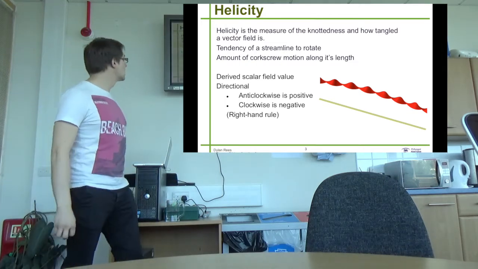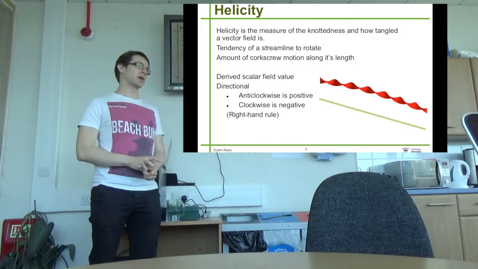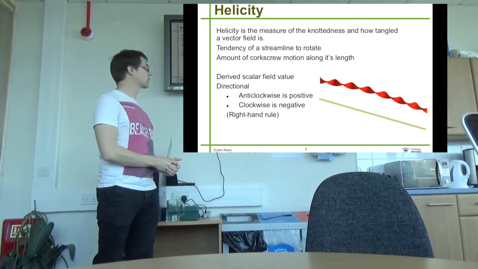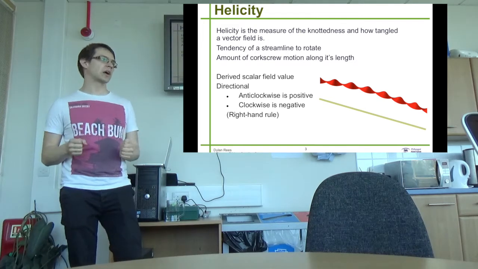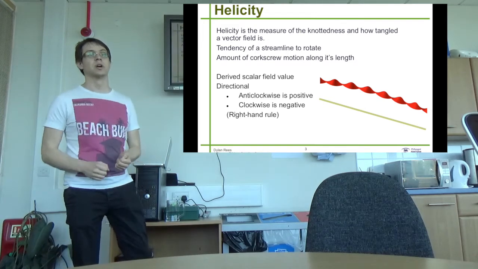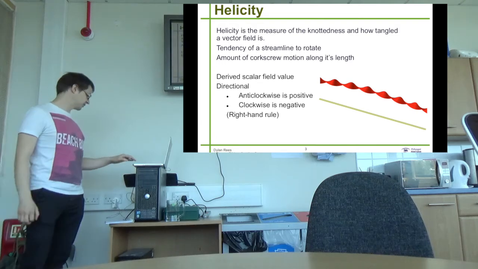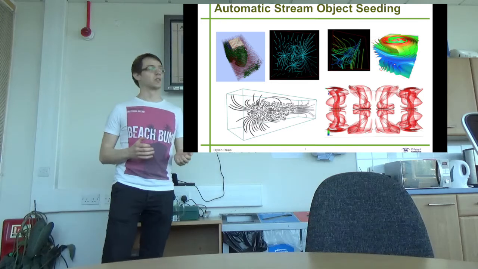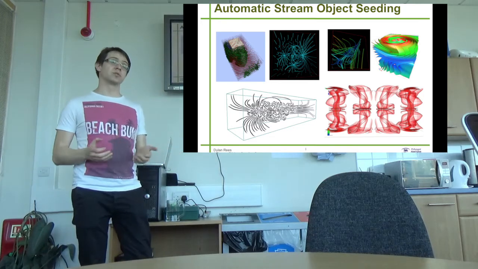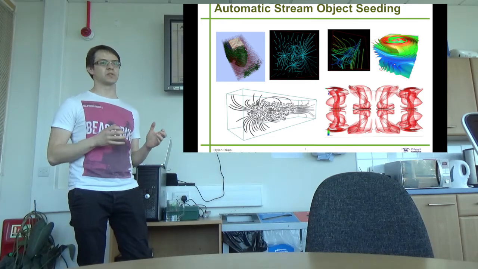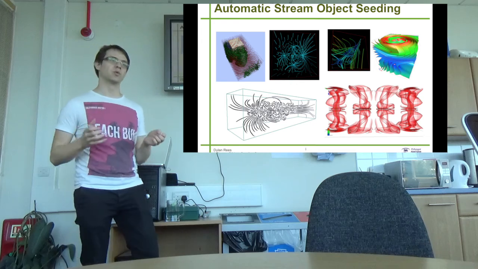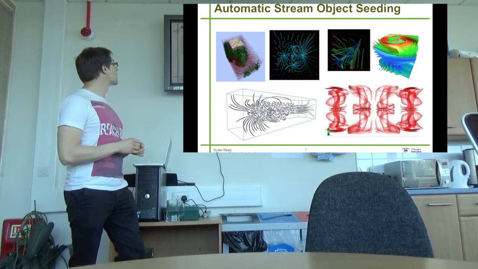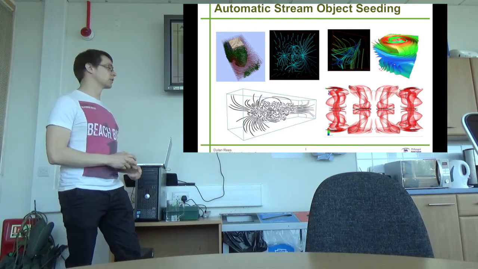Helicity is a scalar field value and is derived from the velocity vectors within a flow field. Although it's scalar, it is, however, directional, and if you're using the right-hand rule, anti-clockwise would be positive. Deciding where to place these stream objects is not a trivial matter. You want to be able to highlight features and behavior within the flow, so you need to know where to put these stream objects. And that's where we have automatic seeding algorithms.